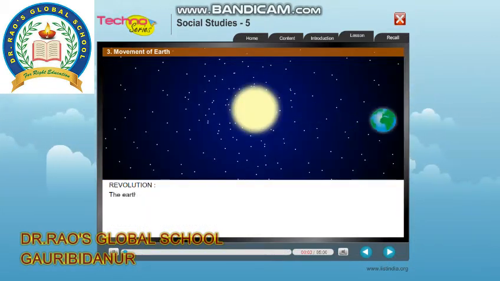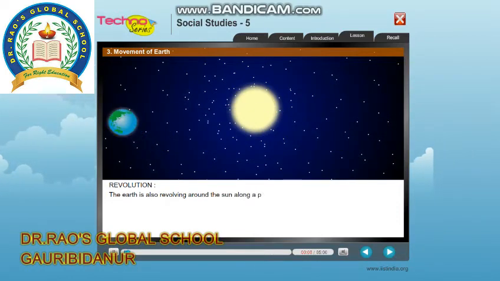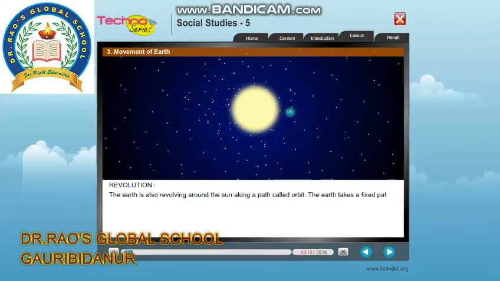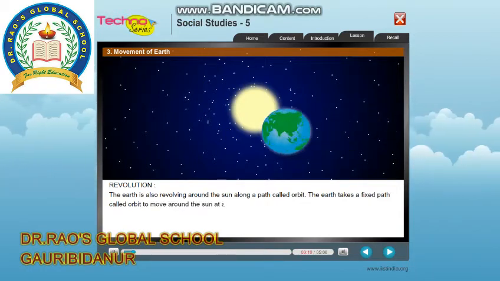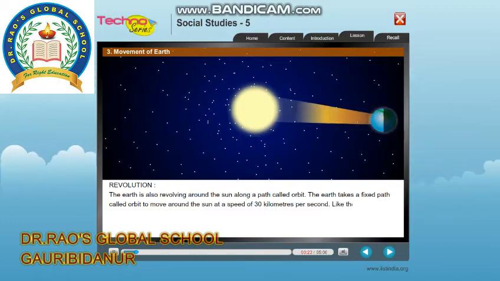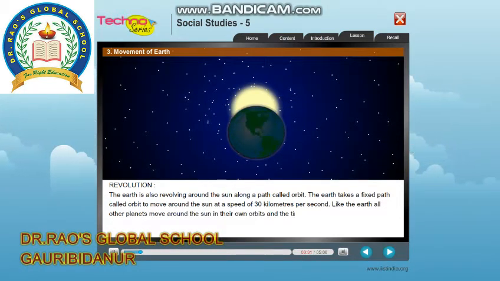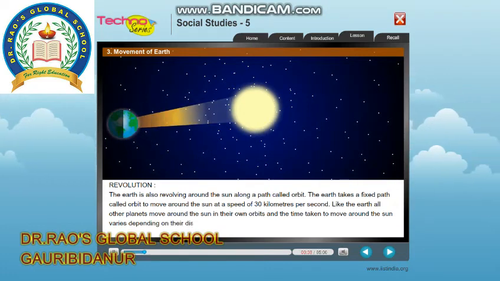The Earth is also revolving around the Sun along a path called orbit. The Earth takes a fixed path called orbit to move around the Sun at a speed of 30 kilometers per second. Like the Earth, all other planets move around the Sun in their own orbits, and the time taken to move around the Sun varies depending on their distance from the Sun.